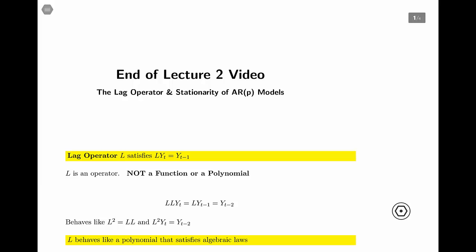In this clip, we're going to finish the last few slides at the end of lecture 2. In the lecture, due to disruption in the first lecture, we're about 30 minutes to an hour behind. So I didn't get a chance to go into the concept of the lag operator and stationarity in more general AR(p) models in enough detail. So this clip is going to serve as the end of lecture 2, and it's also going to relate to the first question in exercise 1.